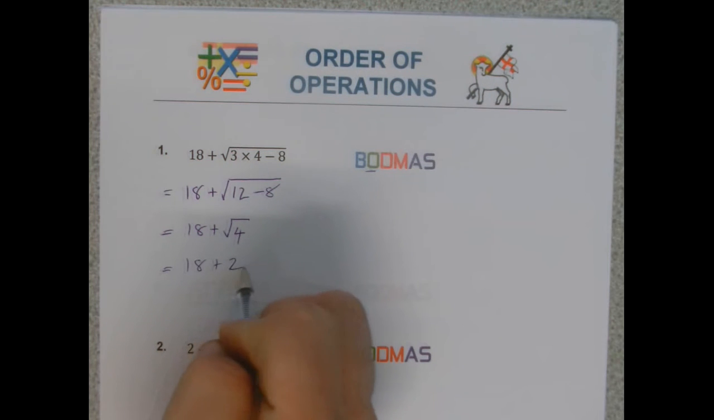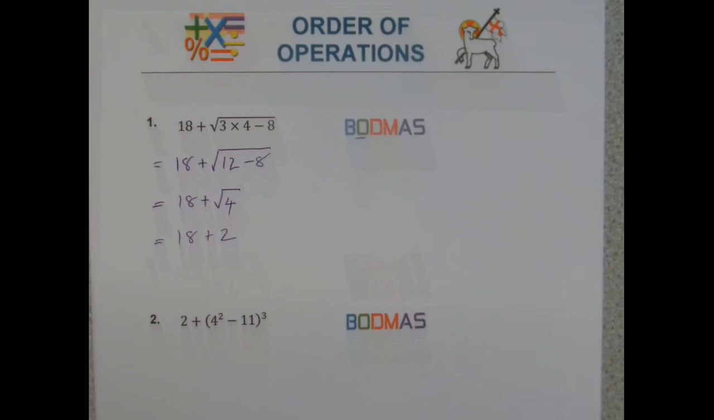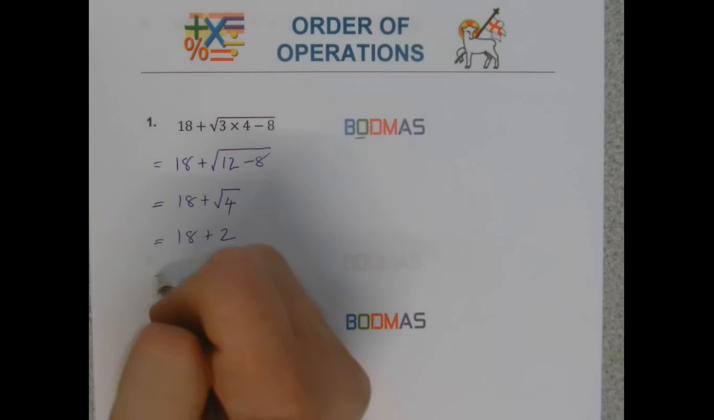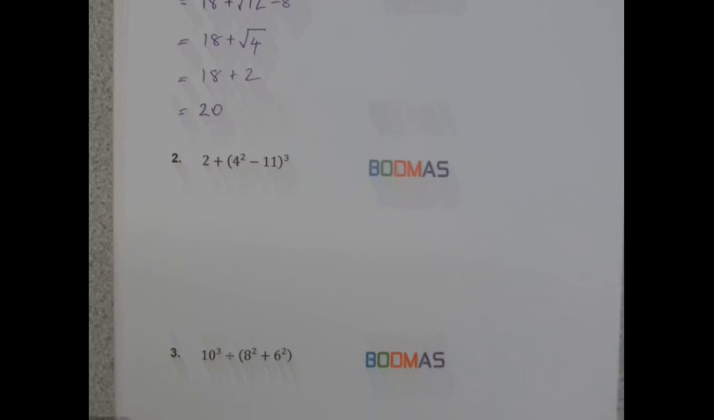You just need to think what number do you times by itself to get 4. 2 times 2 gives you 4. 2 squared is 4, which means square root of 4 is 2. Adding these together, you get 20. Okay, question 2, all right?